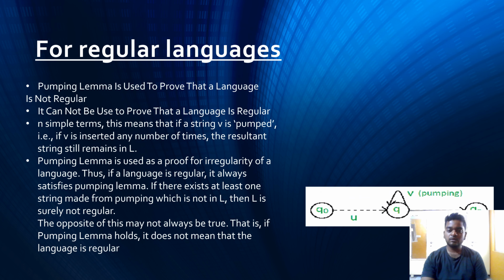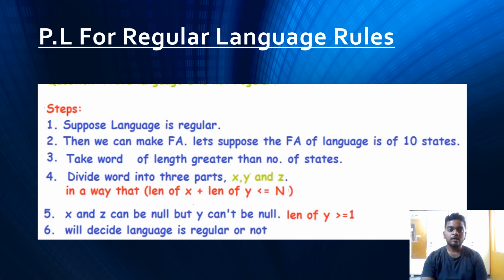Example: Q0 is going to Q and Q1. U and V is pumping. Coming to pumping lemma for regular language rules.